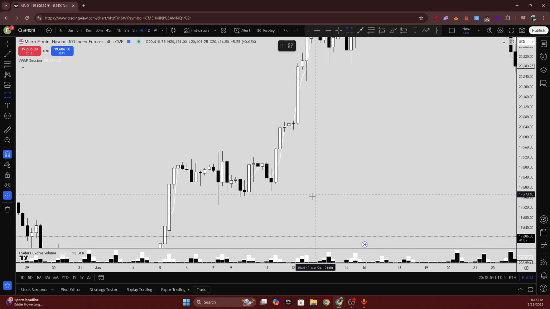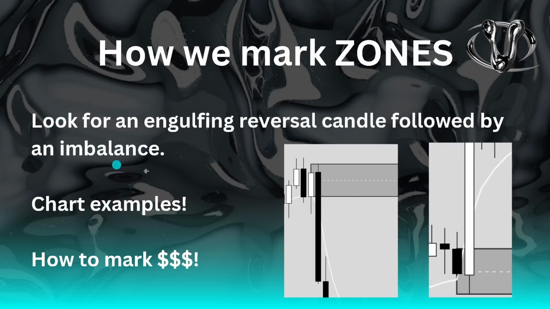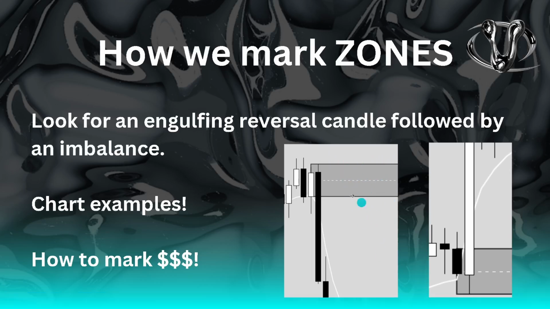To mark these zones, let's go back to our slideshow really quickly. We're looking for an engulfing reversal candle followed by an imbalance on the chart. These are some chart examples: an engulfing reversal candle followed by imbalance. This you would regard as a supply zone, and this you would regard as a demand zone. Demand is buyers, supply is sellers. In these areas, we are not necessarily going to hold, but these are great areas to hold as targets, stop loss, or even take a trade using this as additional confidence.